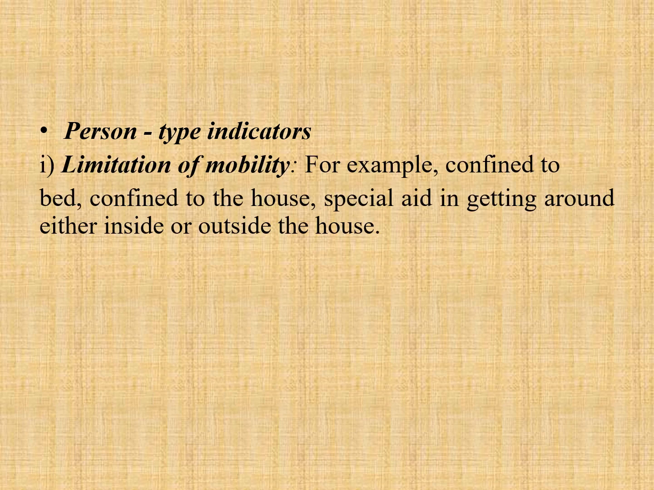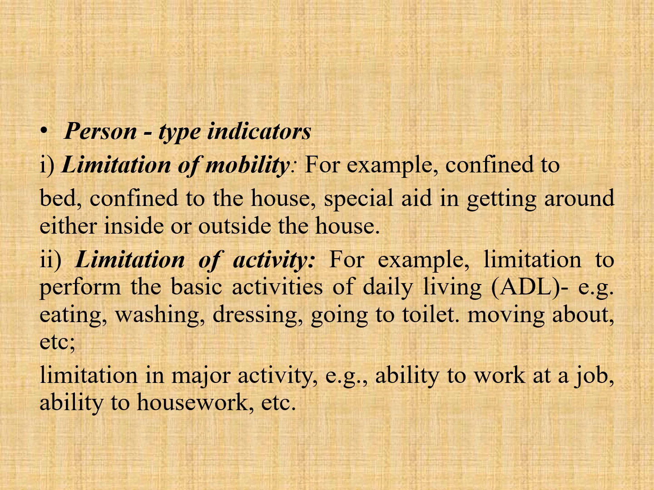So what are the person type indicators? These are limitation of mobility indicators. For example, we find out the number of days confined to bed, number of days confined to the house, or number of days which require special aid in getting in and around the house. So it is the limitation of mobility indicators.